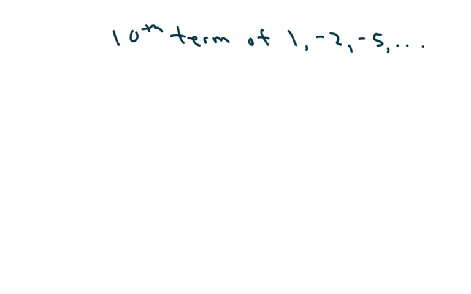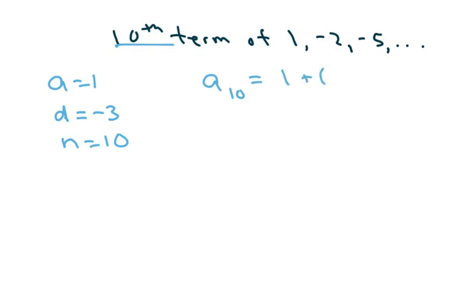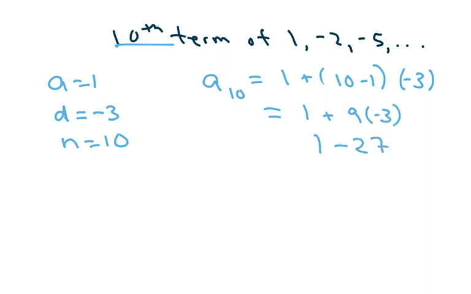The 10th term of this, so a is 1. Common difference is going to be negative 3. And we have 10 terms, so my n is 10. So a sub 10 equals 1 plus n, my n is 10, minus 1 times negative 3, which equals 1 plus 9 times negative 3, which equals 1 minus 27, which equals negative 26. Which is a lot faster doing it this way once you get used to it than trying to write all these out.